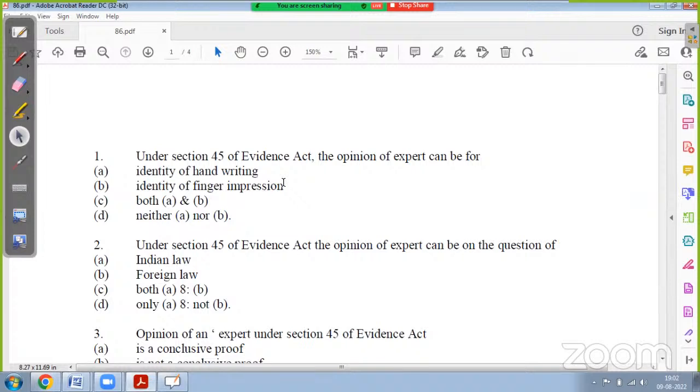So today basically we are going to discuss section 33 to section 60 of Indian Evidence Act, right?